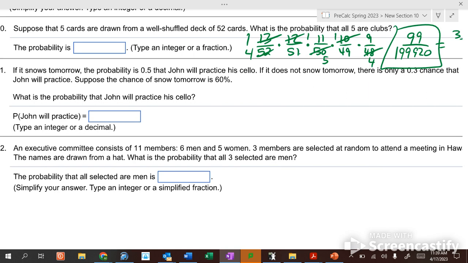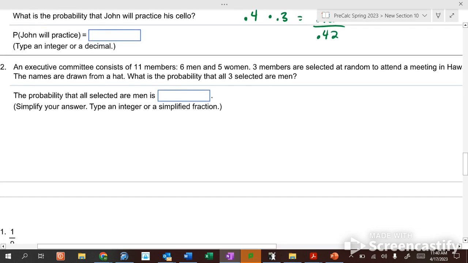You're just throwing a number out. Okay, so if it's a 60% chance that it's going to snow, what's the percent chance that he's going to practice? 50, which is 30% chance, right? But you're not done. What's the percent chance that it won't snow? 40% chance. If it does not snow, what's his chances of practicing? 30%, which is another 12%. Yeah. So then we add them up to get 42%. So there's a 42% chance of him practicing his cello tomorrow.